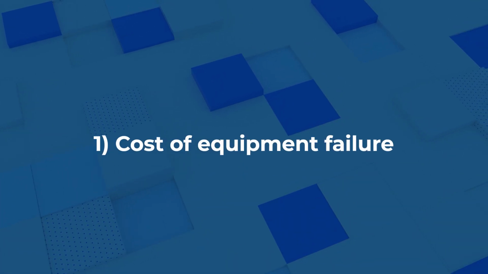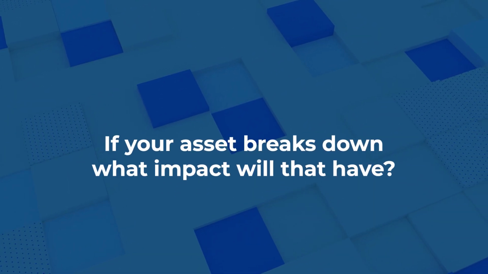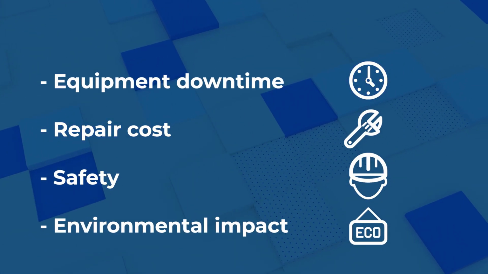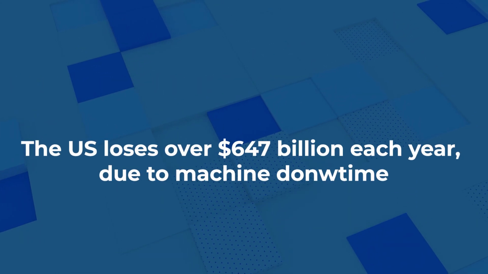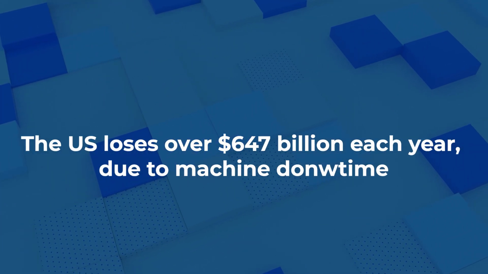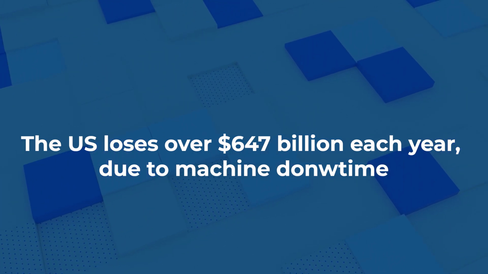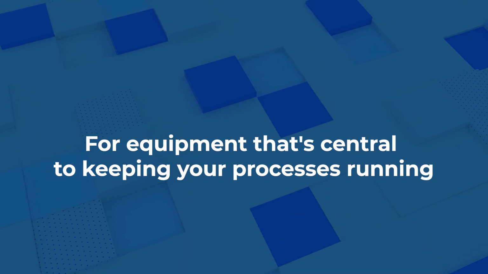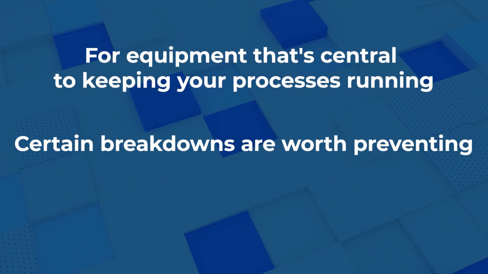Firstly, the cost of equipment failure. If your asset breaks down, what impact will that have? Equipment downtime, repair costs, safety, and environmental impacts all come into play. For instance, the U.S. loses over $647 billion each year due to machine downtime. So for equipment that's central to keeping your processes running, certain breakdowns are definitely worth preventing.